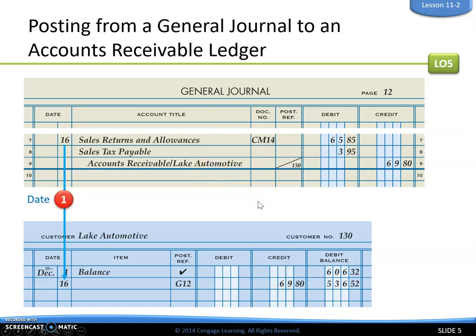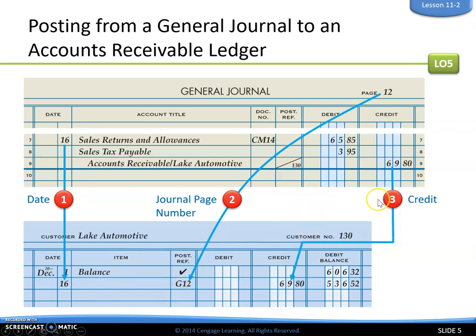So we're going to Lake Automotive. We're putting in our date. G12 stands for General Journal, page 12. We're posting that credit of $69.80. We're going to find our new balance. We had a debit. We're crediting, so we are subtracting to find our new debit balance. And then we're going to take that account number and we're going to put it up on our post reference on our journal.